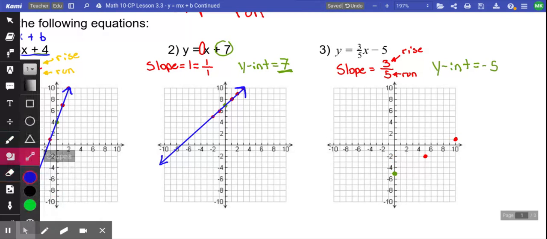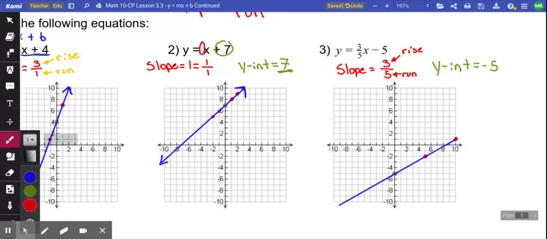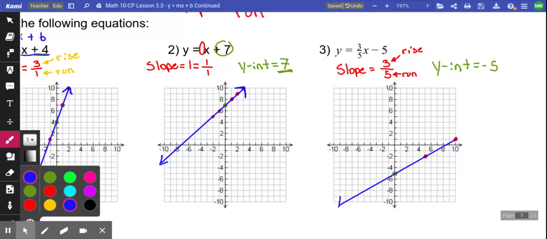All you really need is 2 dots, but sometimes it's smart to get a couple more just so that it's easy to play connect the dots. So if you connect those, you get that. This blue line represents our equation y equals 3 over 5x minus 5. That's what this line means. It has a slope of 3 over 5 and a y-intercept of negative 5.